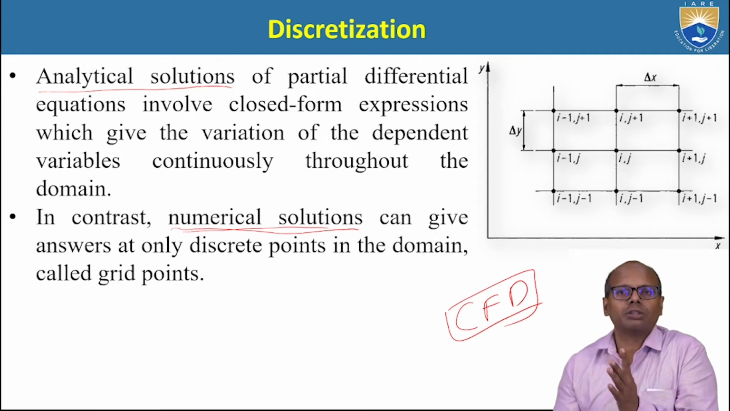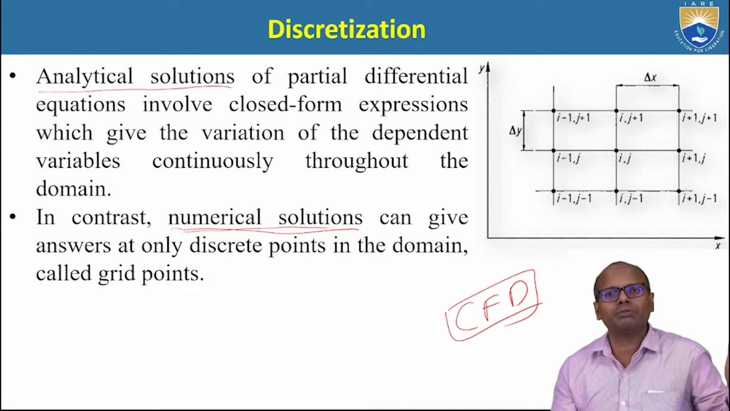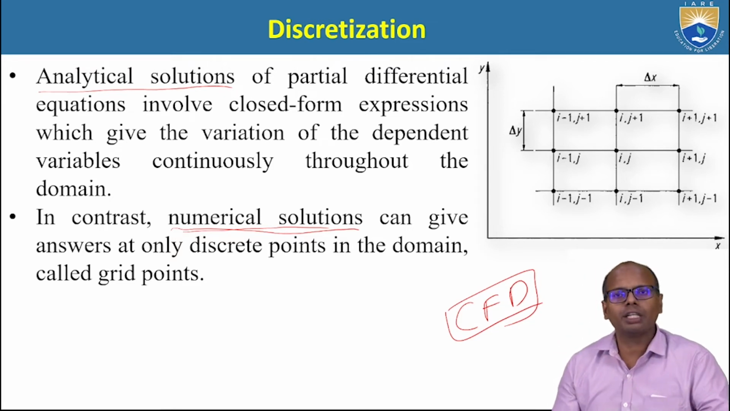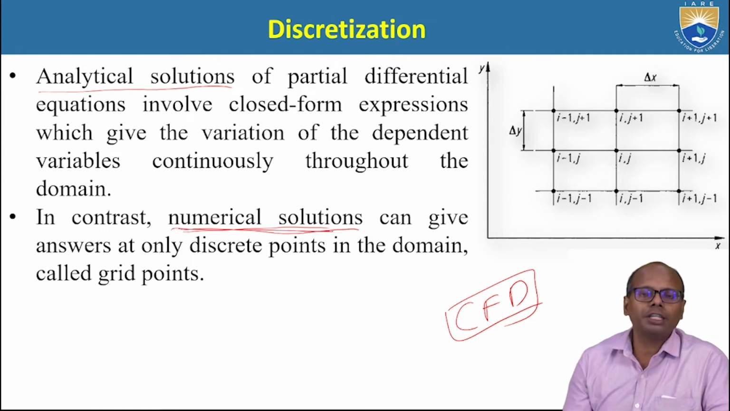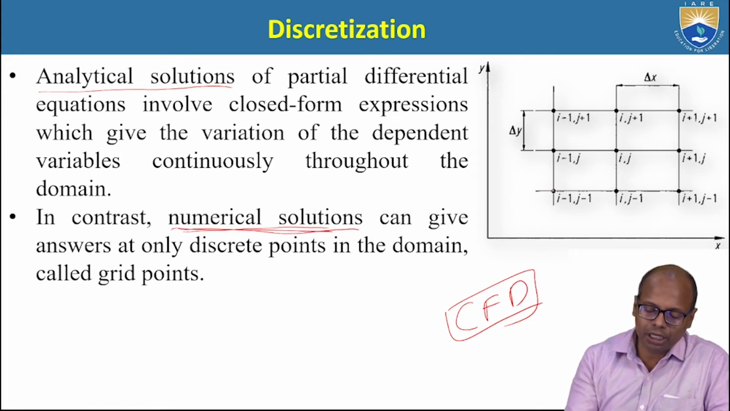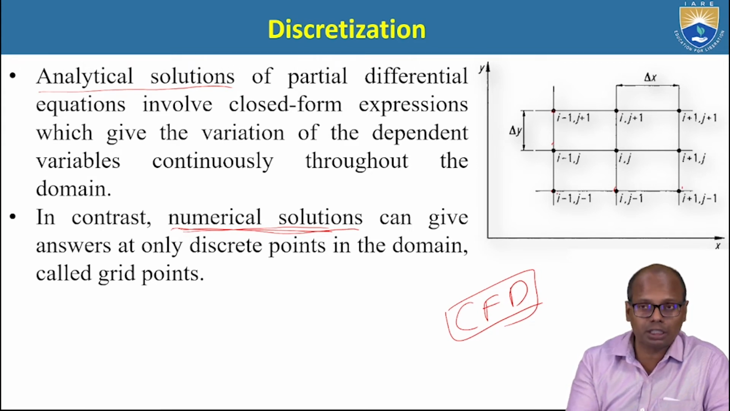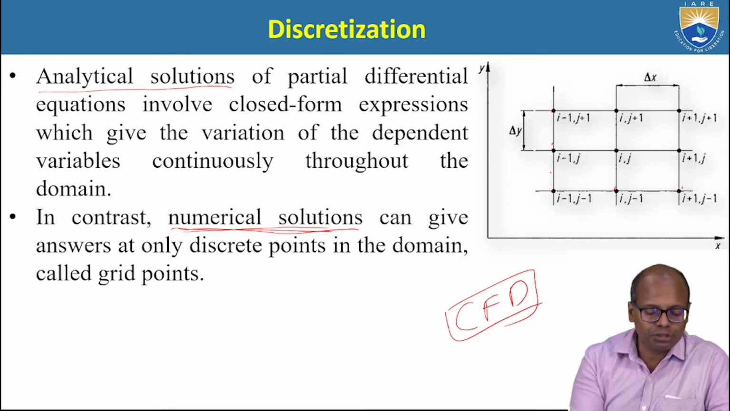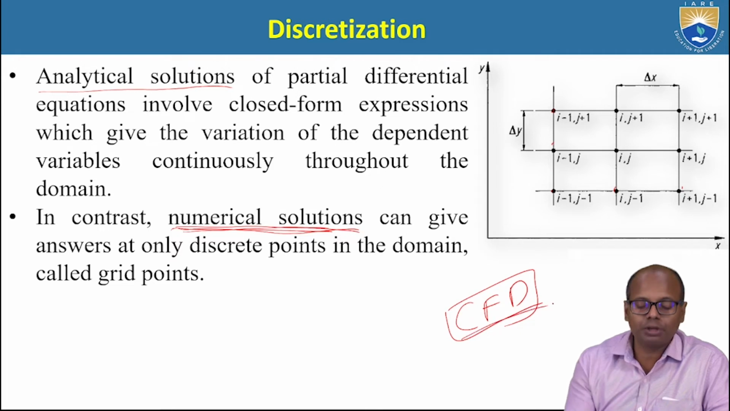The analytical solution gives the variation of the dependent variables throughout the domain. But the numerical solution gives the values at discrete points in the domain. It will not be a continuous value. Suppose in this diagram you have discrete points, and the numerical solutions, based on CFD or FEM or anything, will give the values at these discrete points called grid points.